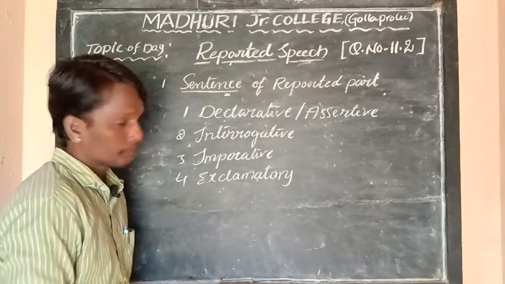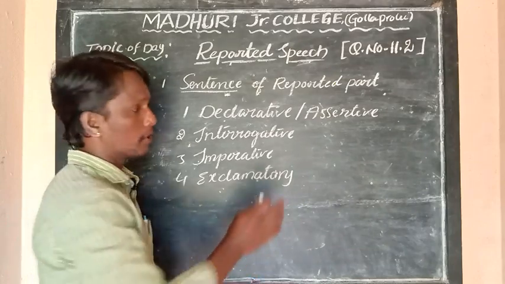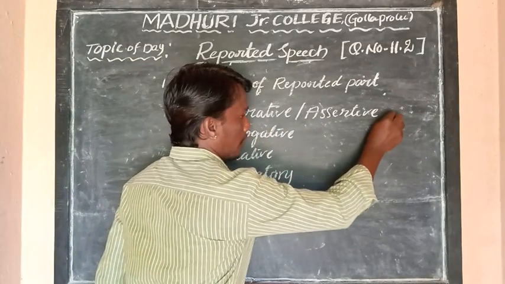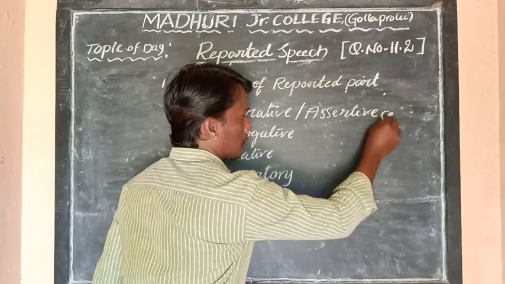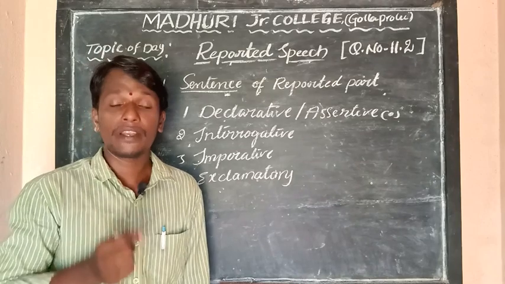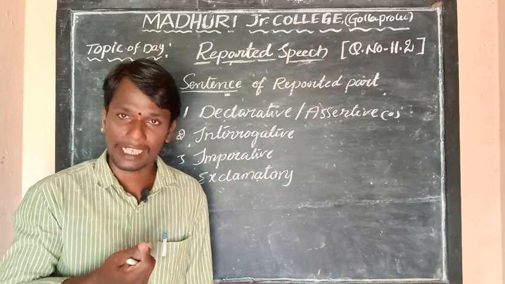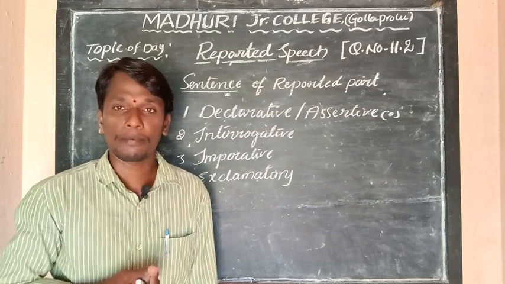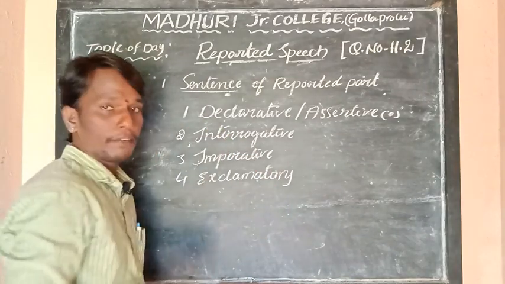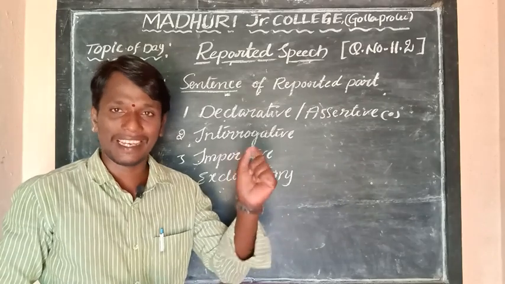Then how do we identify sentences? Firstly, we already came to know that declarative or assertive is nothing but a sentence which starts with a capital letter and ends with a full stop, or a sentence that starts with the subject and ends with a full stop. That is clearly a declarative sentence. In a declarative sentence, a statement can be expressed, a universal truth can be expressed, and a scientific experiment can be expressed. So if a sentence starts with a capital letter and ends with a full stop, it is clearly a declarative sentence.